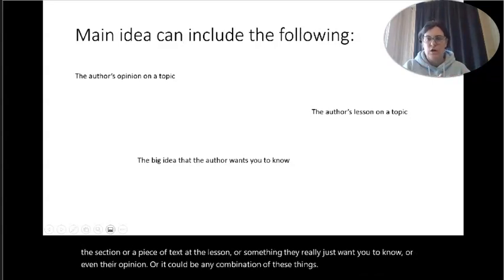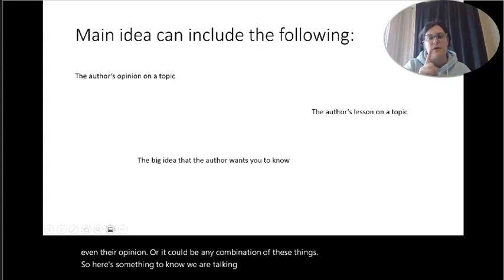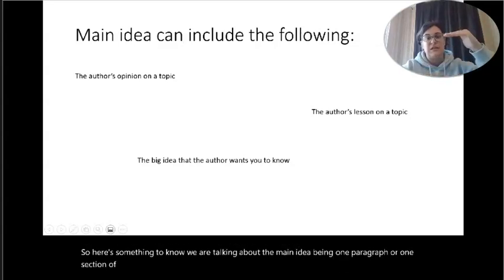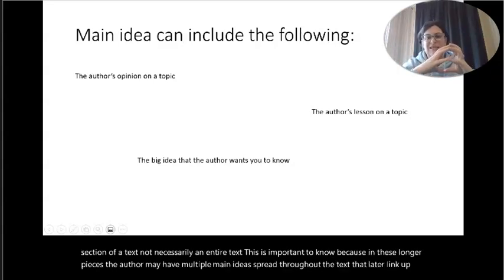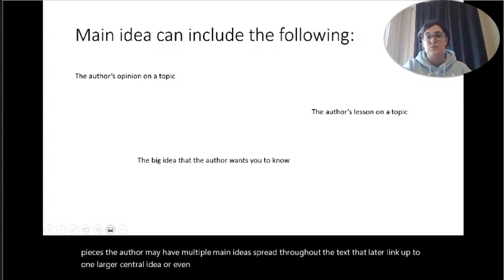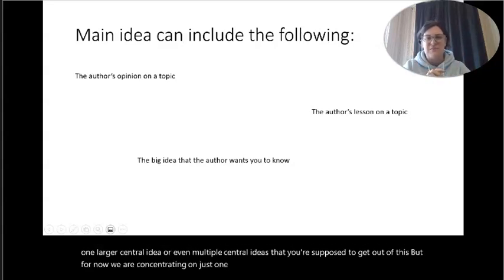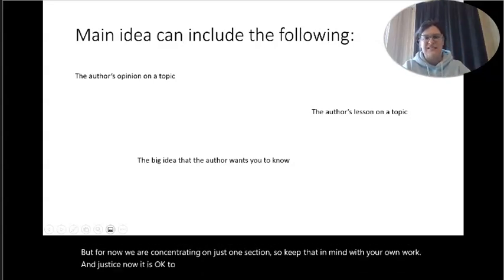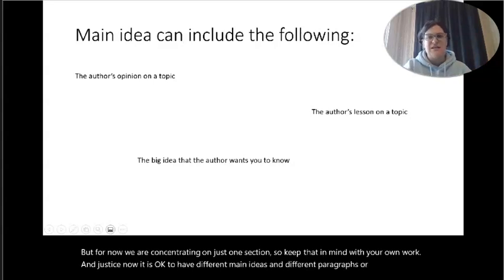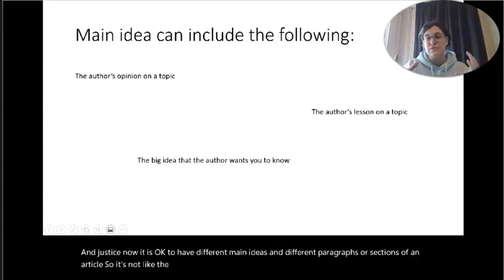So here's something to know. We are talking about the main idea being one paragraph or one section of a text, not necessarily an entire text. This is important to know because in these longer pieces, the author may have multiple main ideas spread throughout the text that later link up to one larger central idea or even multiple central ideas that you're supposed to get out of this. But for now, we are concentrating on just one section, so keep that in mind with your own work. And just know it is okay to have different main ideas in different paragraphs or sections of an article. So it's not like the author is losing their focus. It's just they're focusing on multiple things that will link back together later.